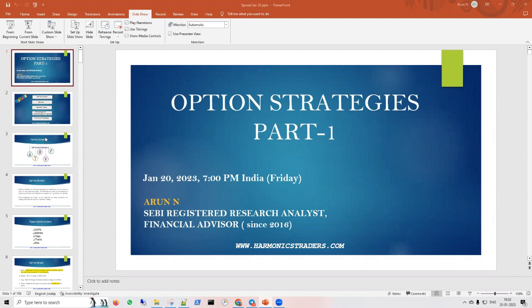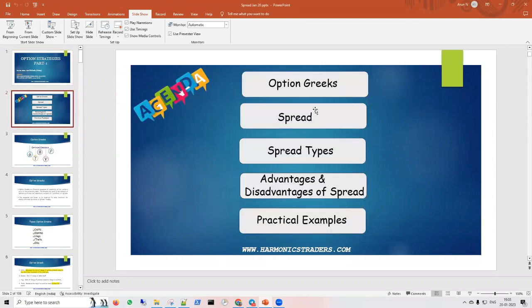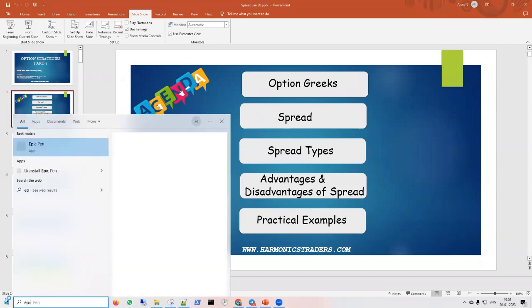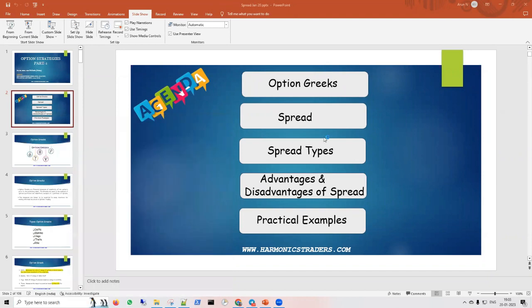So we'll begin with the very basic funda. What are the things you are supposed to know with respect to options? So this is the agenda for today. We'll discuss the option Greeks, or the basic terms which you are supposed to know with respect to options, and we'll be discussing spreads, the spread types, and all these spreads have their own advantages and disadvantages, and finally some practical examples of how to make use of those spreads. We'll get started.